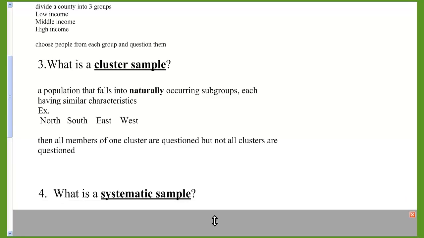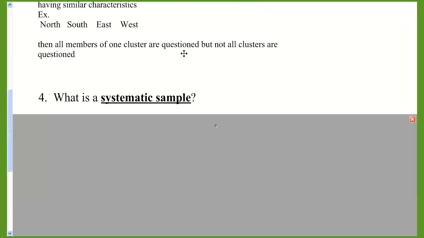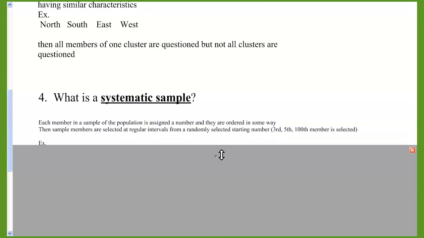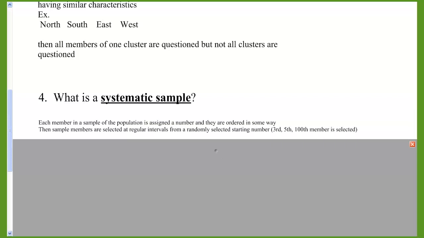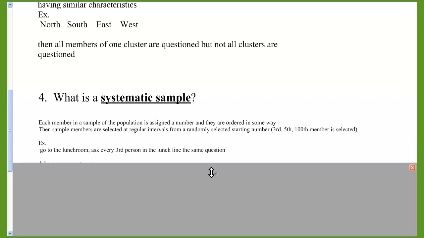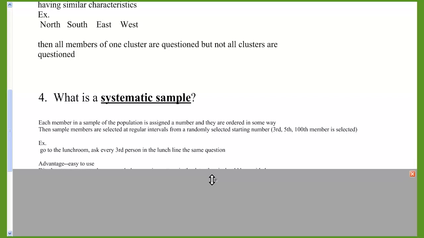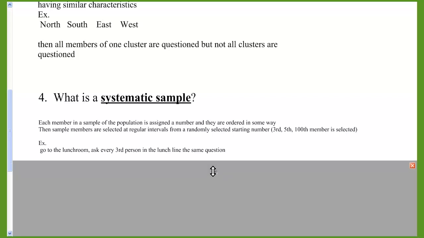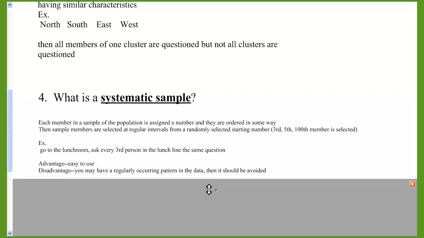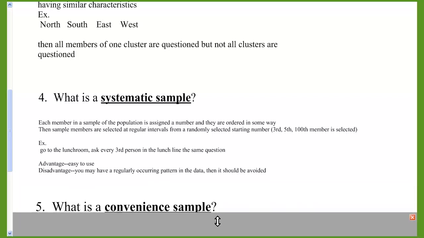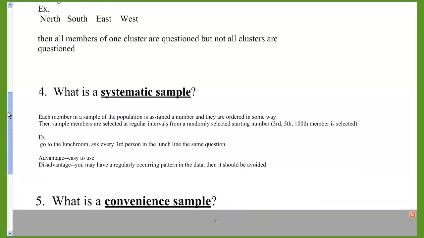The next kind is the systematic sample, and that one's pretty simple. You assign numbers, like if you're standing in line, you're 3rd in line, 5th in line, or 100th, or whatever. And I might take every 3rd person. That's the way state troopers do that. They will stop cars, a lot of times according to when they're having a road check, like every 5th car. Anyway, there's an advantage to this. It's easy to use. There's a disadvantage. You might find a pattern that kind of skews your data.